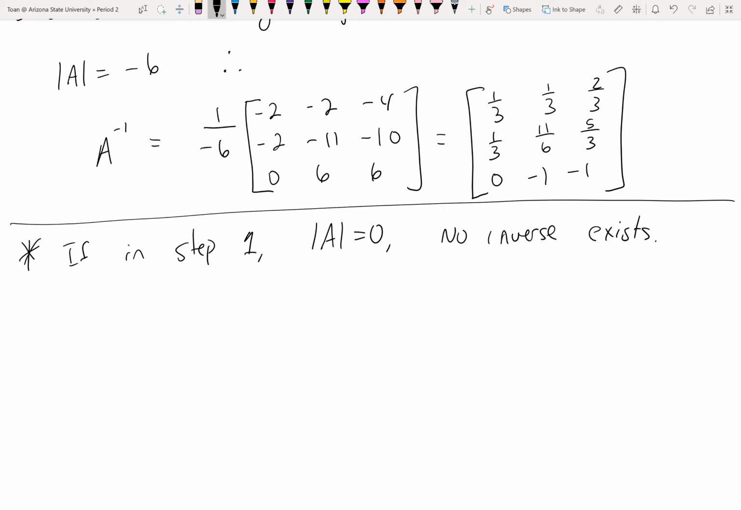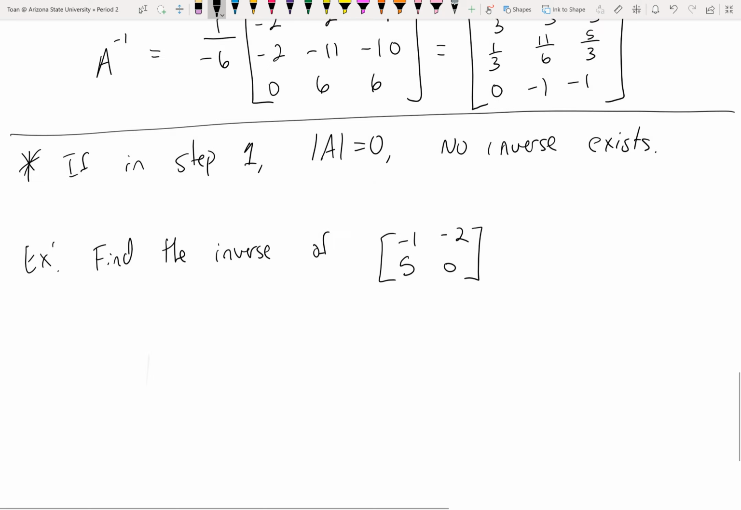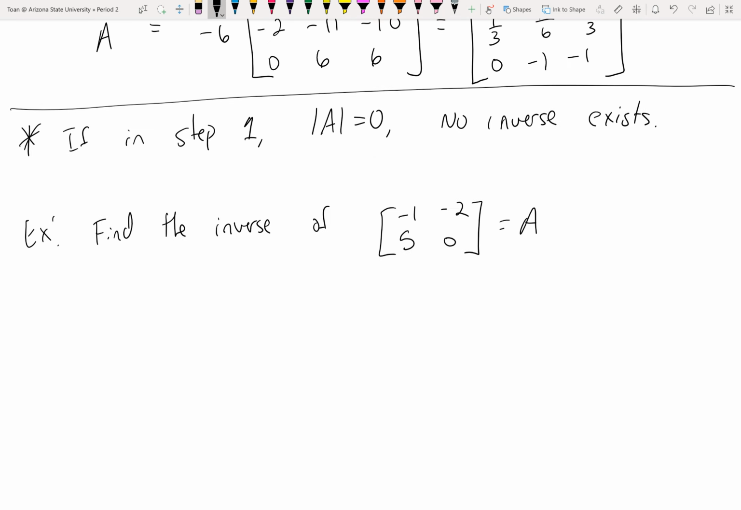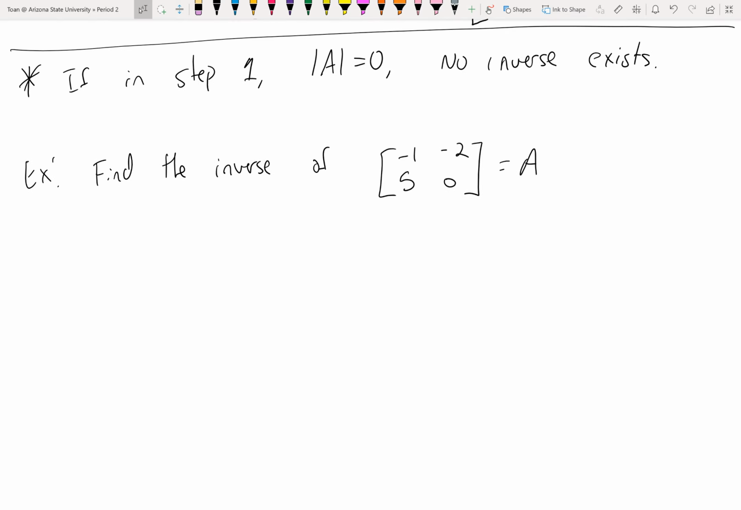Now this example was for a 3x3. It's the same steps for a 2x2, but it should be a lot faster. So let's do a quick example of a 2x2 and see how these steps still apply. So let's find the inverse of, and I'm just going to pick one at random here, -1, -2, 5, and 0. And I'm going to call it matrix A just to make my notation easier. You guys ready? Step 1, find the determinant.